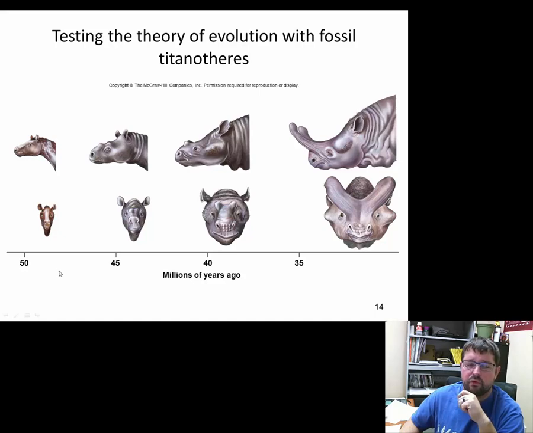Now, interestingly, not only is the fossil of this organism available, but the environment that the organism lived in is also available in the fossil record. So if we look at this mammal here, same mammal, just changing over time. It's not the same species, but probably the same genera changing over time.